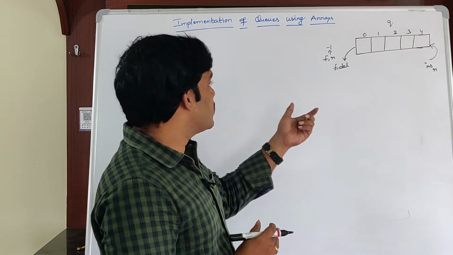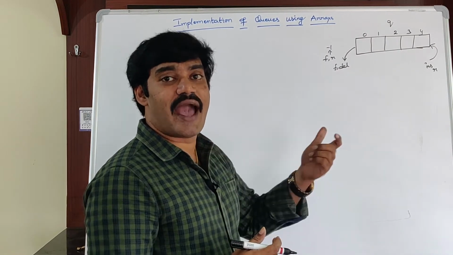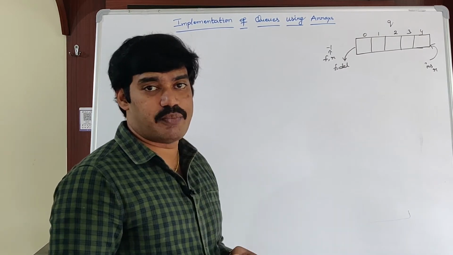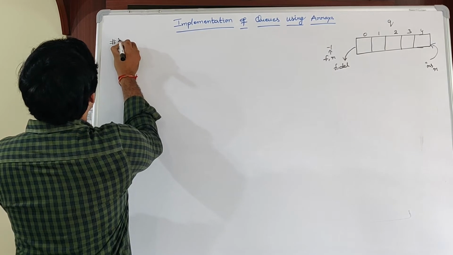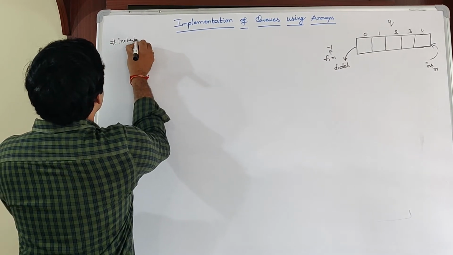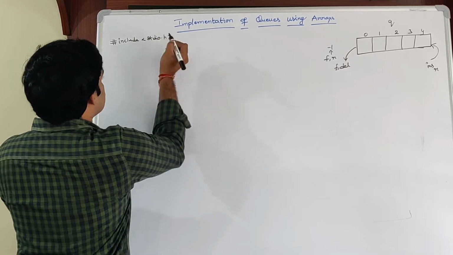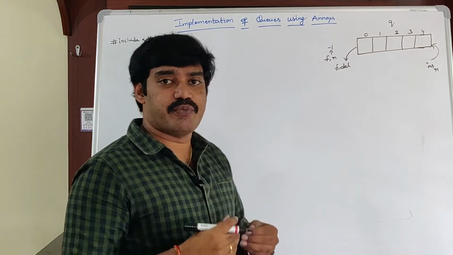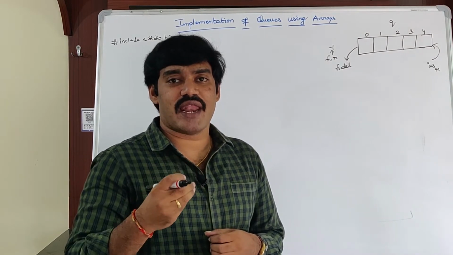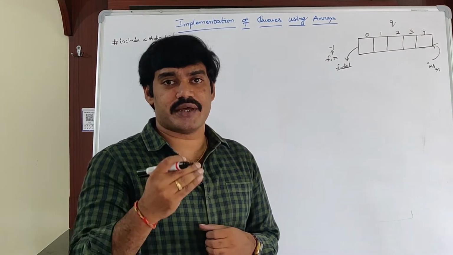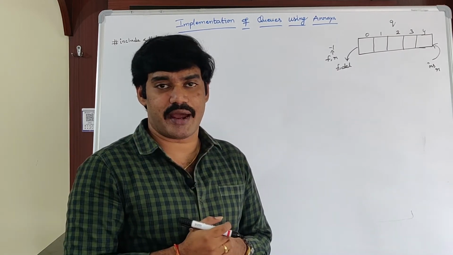Now we are implementing this one. That means we are writing a program to implement queues by using arrays. First line of the program is #include <stdio.h>. Why am I including the standard input output header file? Because I am using printf and scanf functions in my program. For that particular purpose, I am including the standard input output header file into my program.